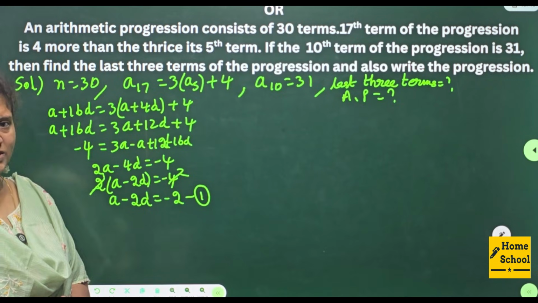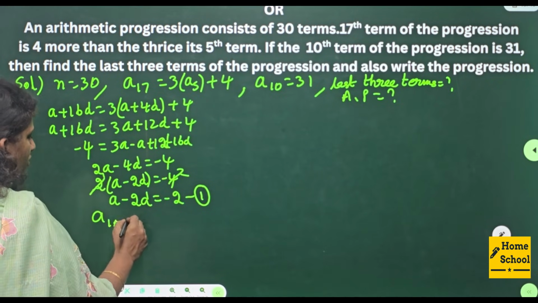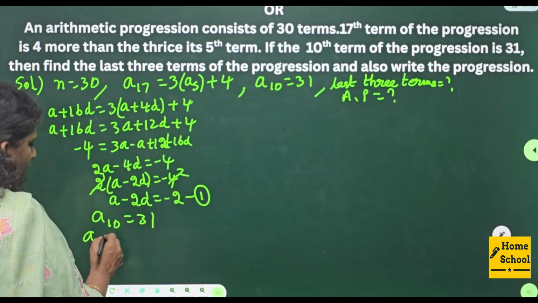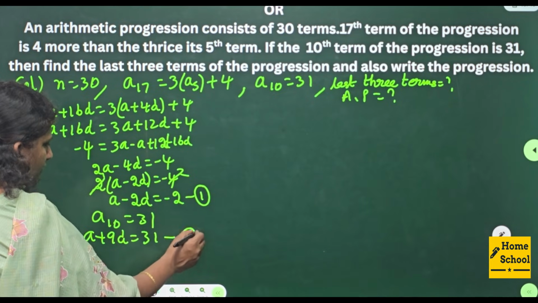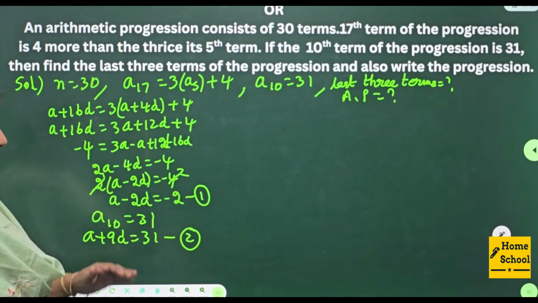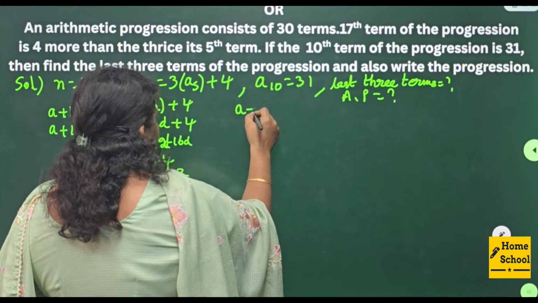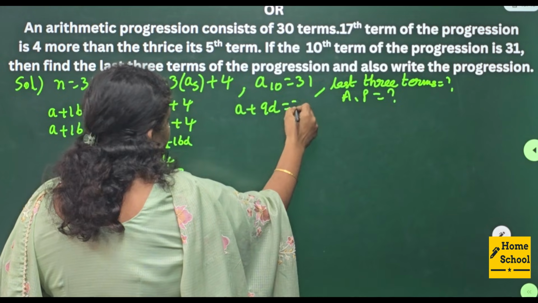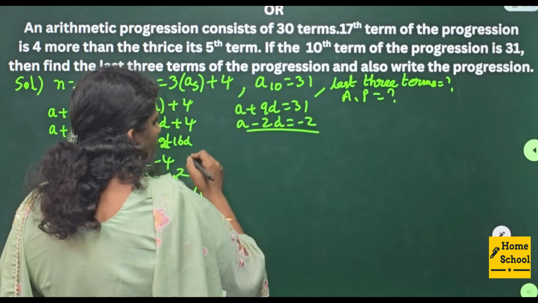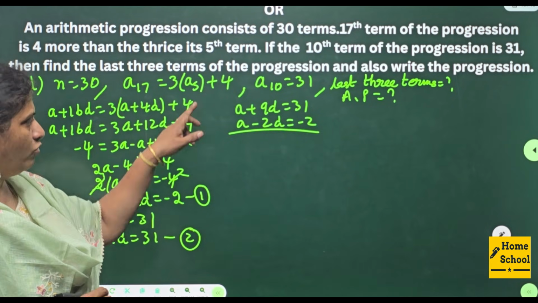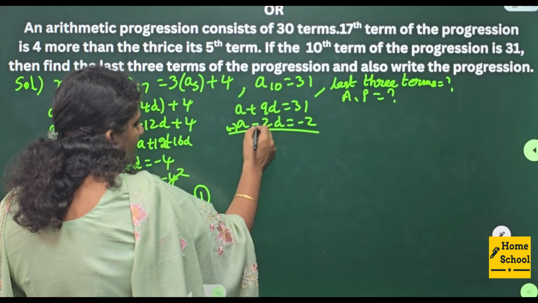Given 10th term is 31. That means A10 is equal to 31. General form: A plus 9D equal to 31. Right? Mark it second equation. Now solve these two equations. A plus 9D is equal to 31 and A minus 2D is equal to minus 2. Add or subtract? Both having same value and same sign means you need to subtract.